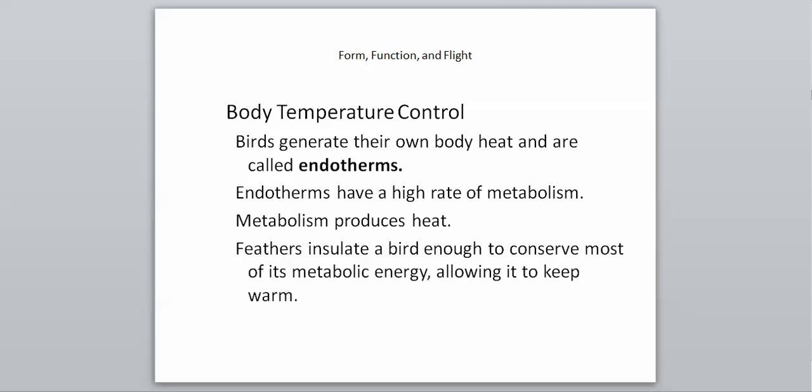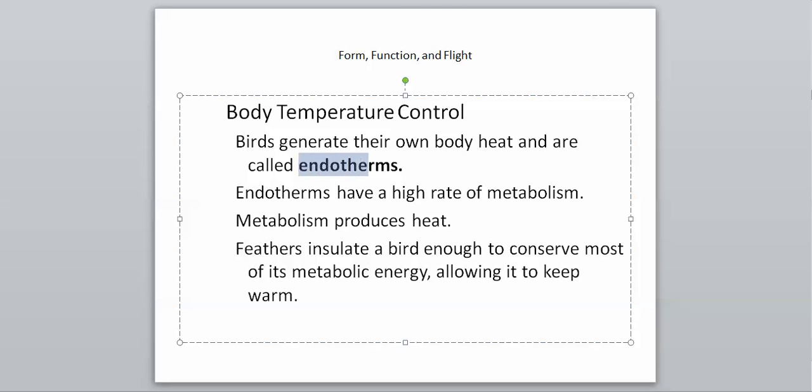One of the other main characteristics of birds is their ability to control their body temperature. Birds can generate their own body heat, and therefore they're what we call endotherms. Endo means inside, so they generate their own heat inside their own body, whereas ectotherms have to regulate their heat through behavior. So that is a big difference. Knowing the difference between an endotherm and an ectotherm is going to show up on your test.